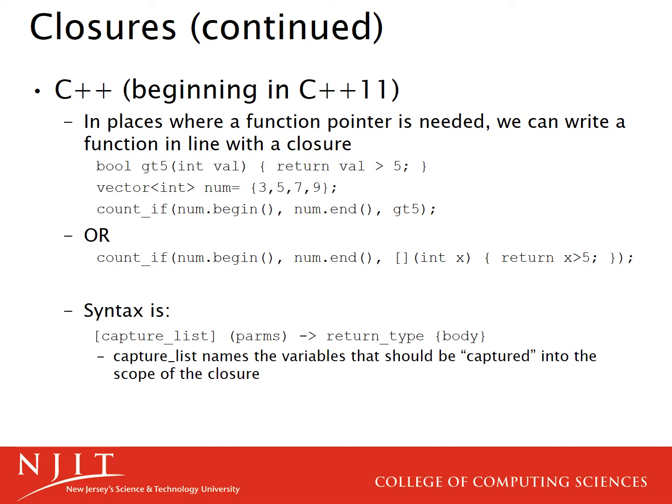The square brackets are the capture list. This is a slightly more type-safe version of the stuff that Java does. When I have a closure in C++, I explicitly say what variables from the defining scope are captured into the function. What variables that were in scope when the closure was created need to be used as part of the function.